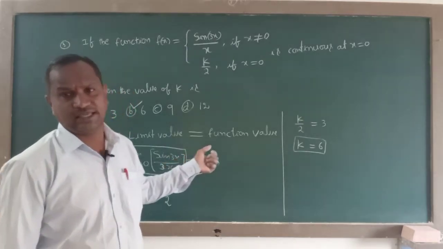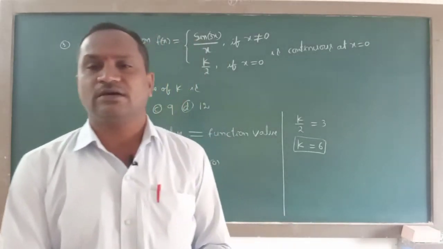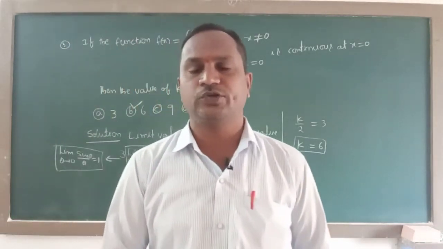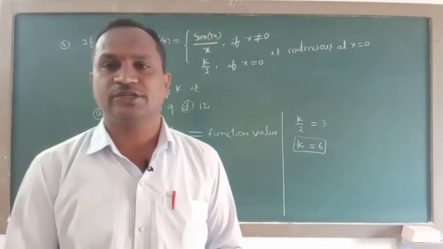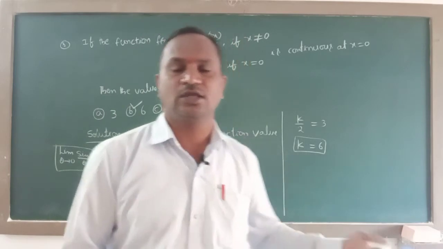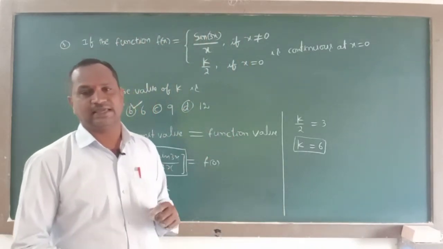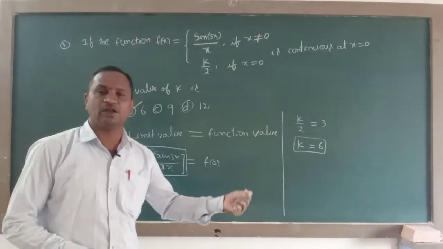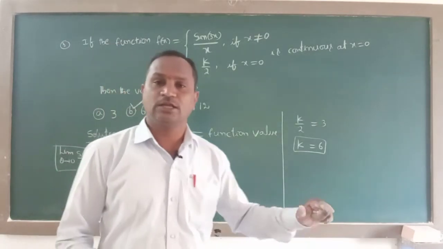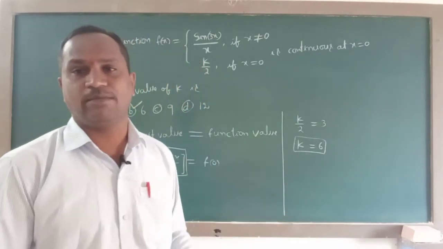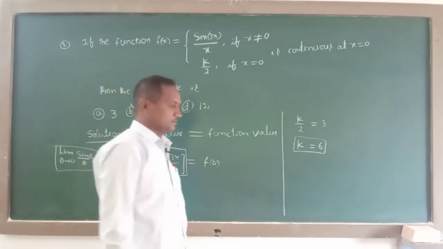Then 3 cos 3x: if you substitute 0 in place of x, cos 0 becomes 1. So 3 into 1, 3 is equal to k by 2, so k is equal to 6. If you apply L'Hospital rule also, you will get the same answer here. You can apply L'Hospital rule or standard limit formulas; in both methods you get the same answer. Now let us solve another question.